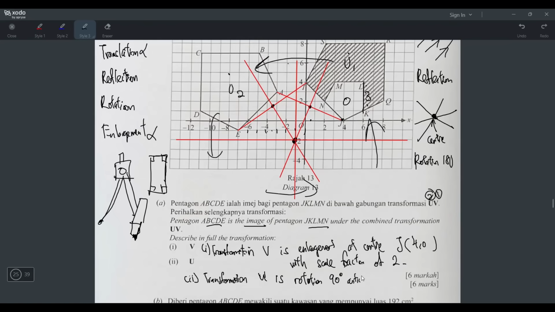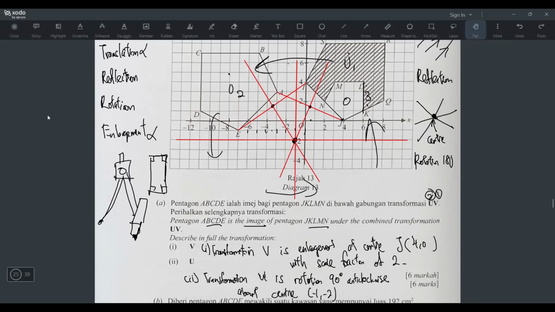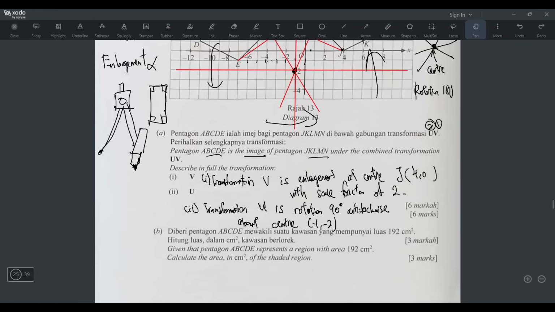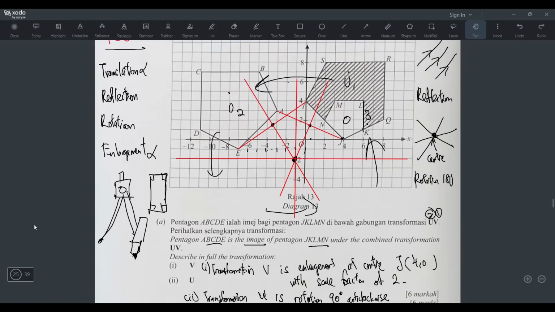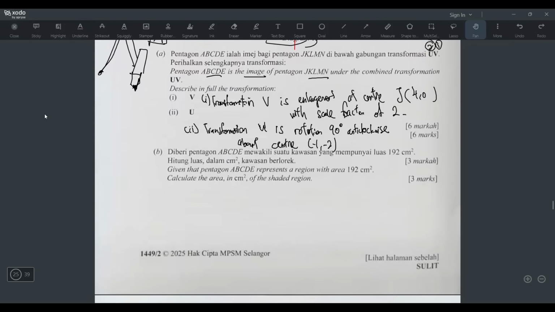So you write anti-clockwise and then write the center. So: rotation 90 degrees anti-clockwise about center (-1, -2). That's the answer. So remember, when you describe a rotation, you must include three important things: the direction, the center, and the angle. Hopefully you understand now. So that's all for this. Now we do the next one.